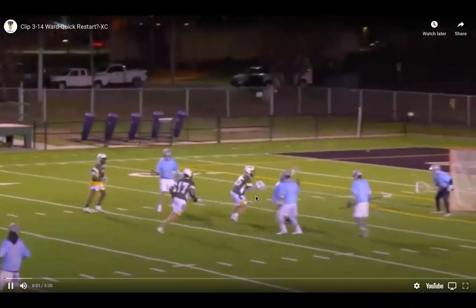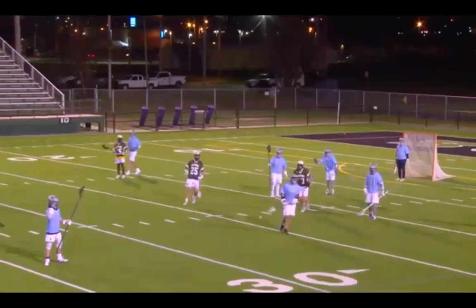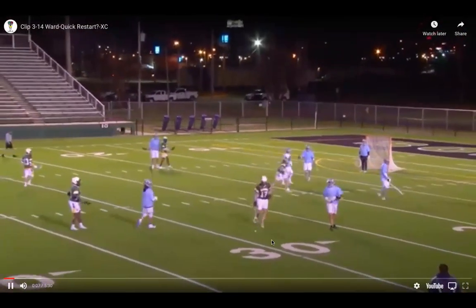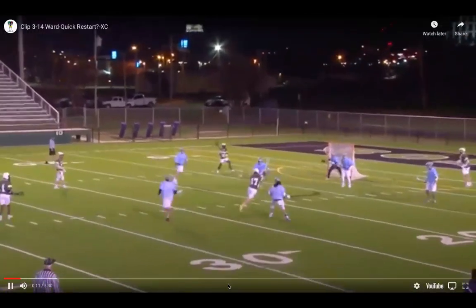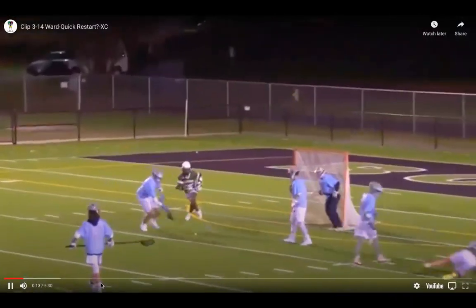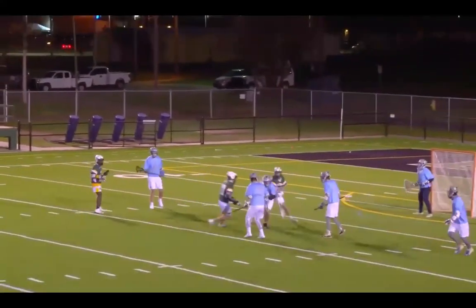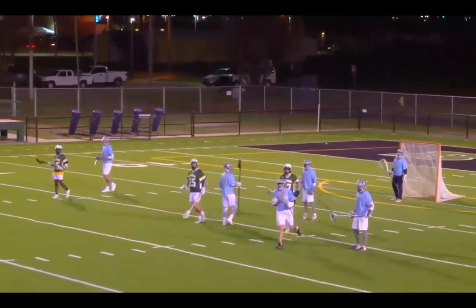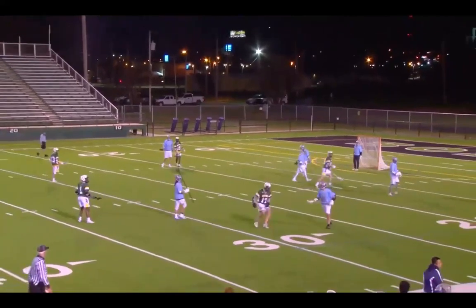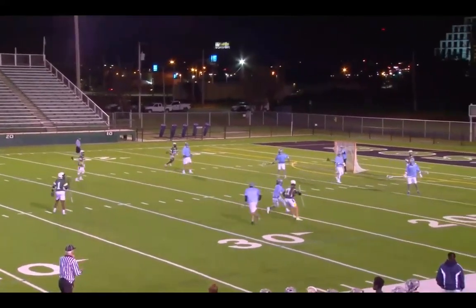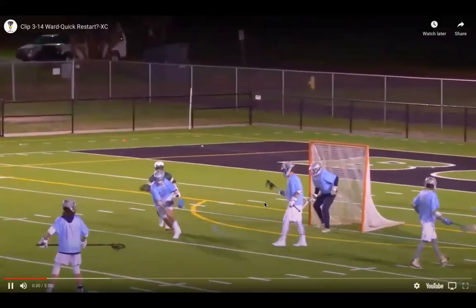Here's another one. Okay, so on that restart that we just saw, there's a restart that's going to occur. The green player is going to pick it up. Blue player is within 5 yards, checks him. That is a delay of game penalty. Easy enough.